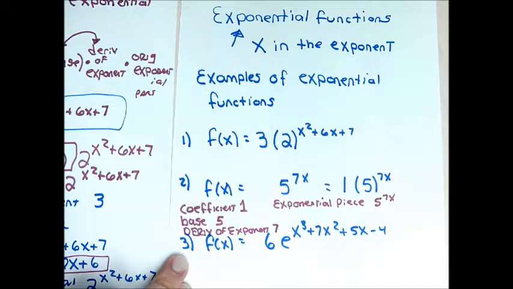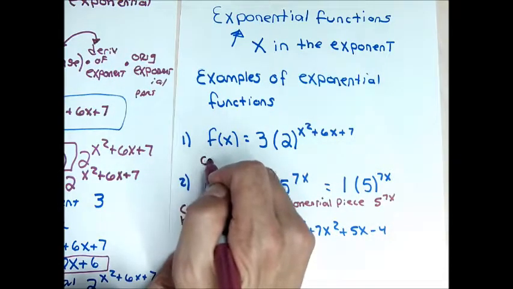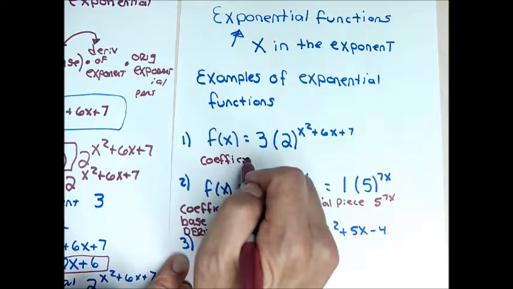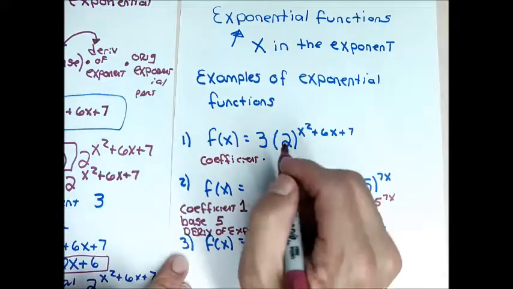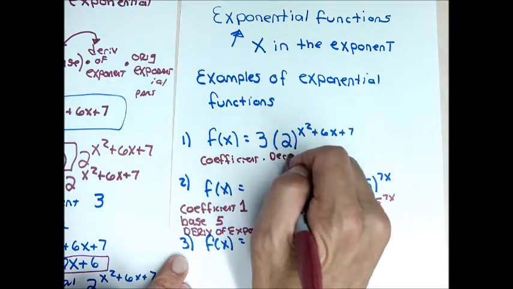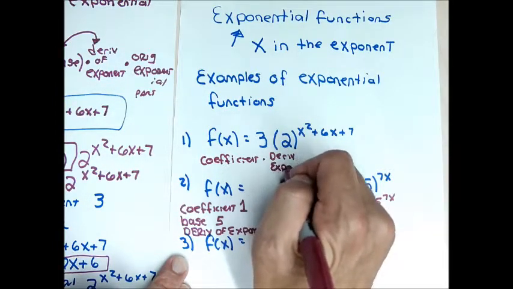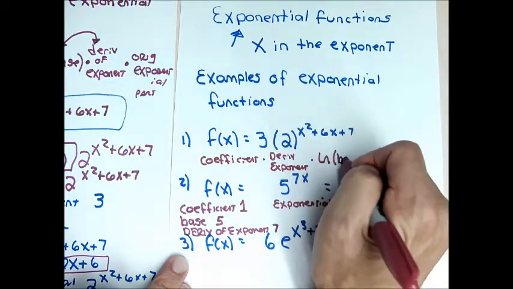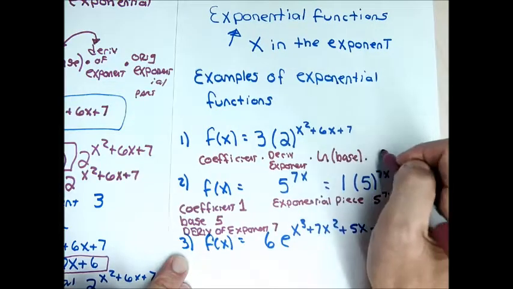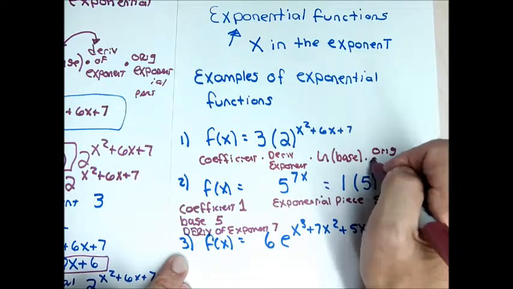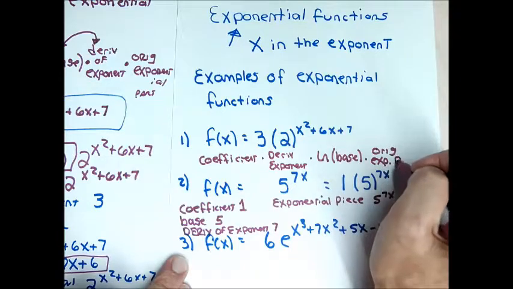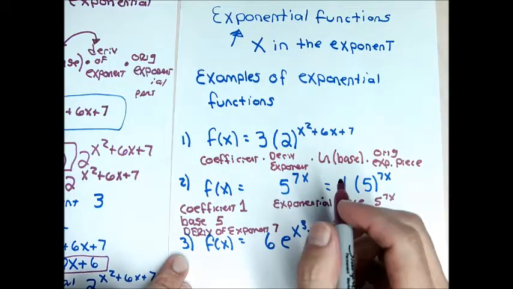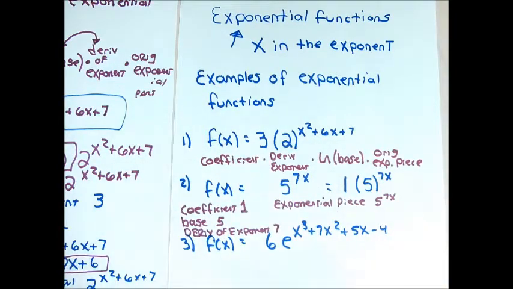And for a derivative, I'm going to start doing this. I'm going to say the derivative of an exponential function is the coefficient, and I'm going to flip-flop the order, times the derivative of the exponent times the natural log of the base times the original exponent piece.